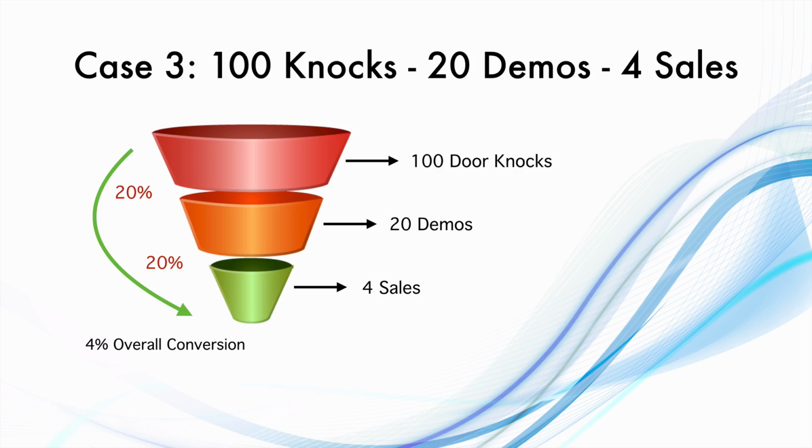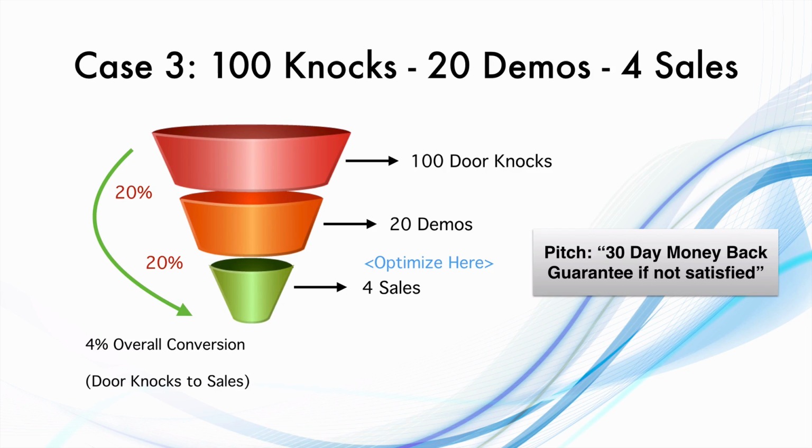So he has basically achieved 4% overall conversion from door knocks to sales, and this could be because he is optimizing at this stage of the funnel from the demo to sale, and this can be improved by basically telling something like, I will give you a 30-day money back guarantee if you are not satisfied. Of course, this is just an example and not a real world scenario, but you can see how increasing conversion ratios at each stage of the funnel is improving the overall conversion.